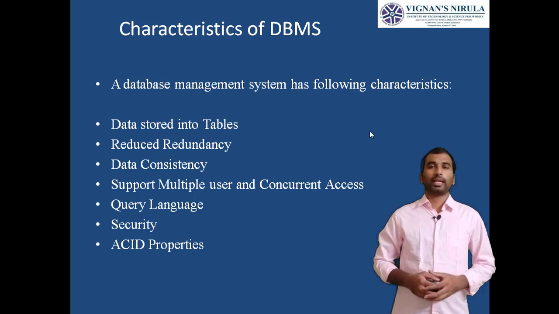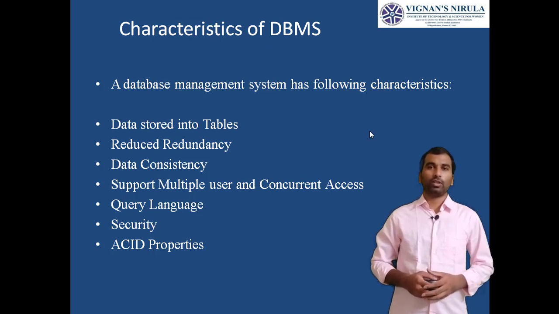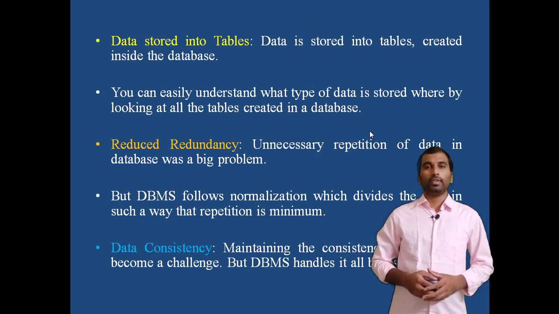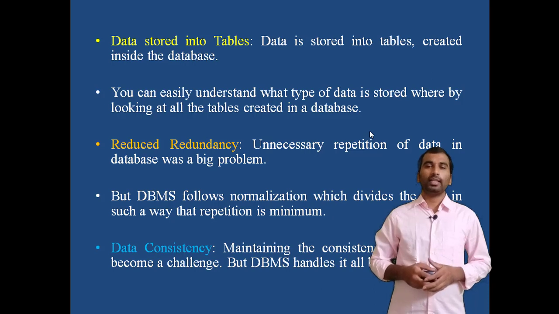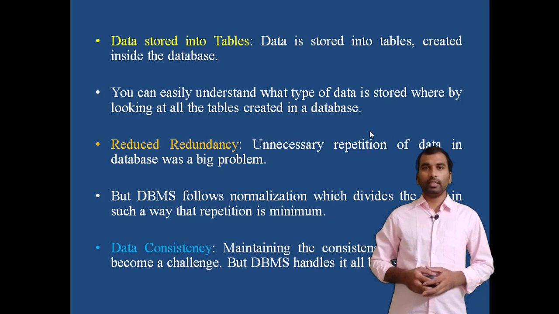So coming to the next one, the characteristics of database management system. A database management system has different types of characteristics. The first one is data stored in tables. The data is never directly stored into the database. Data is stored into tables created inside the database. DBMS also allows relationships between tables, which makes the data more meaningful and connected. So you can easily understand what type of data is stored by looking at all the tables created inside a database.